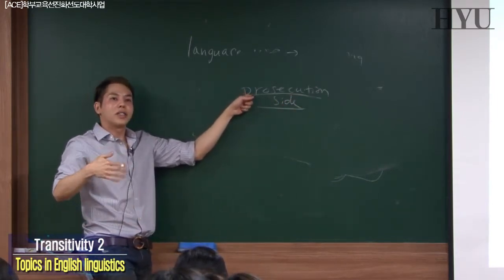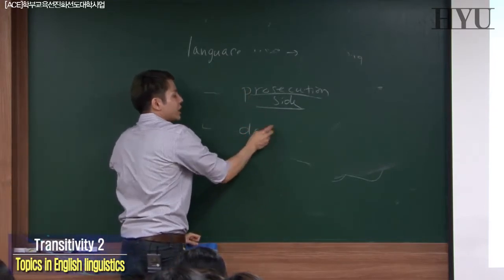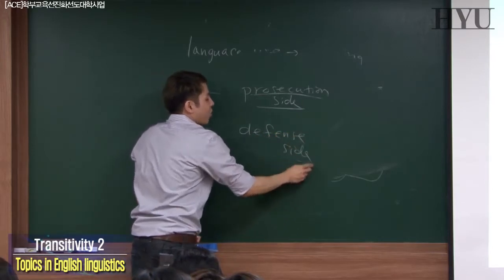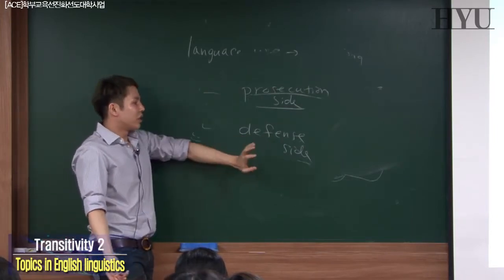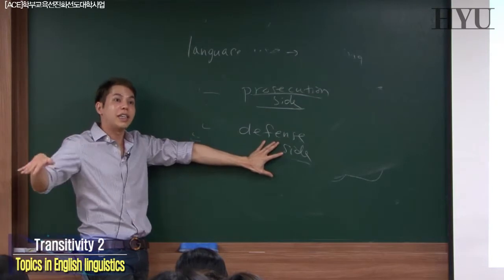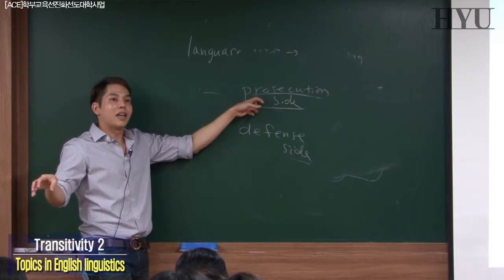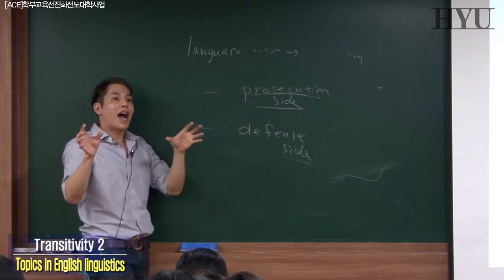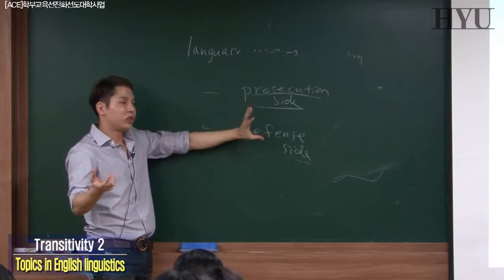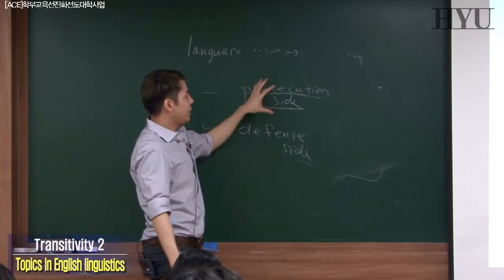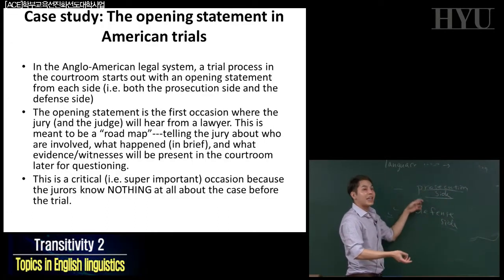So the prosecution side wants to prosecute the defendant, right? Whereas there's the defense side, which wants to defend the defendant, the accused person, right? And so the defense side has the goal to lessen the guilt, lessen the responsibility of the defendant. Whereas the prosecution side will have the goal of foregrounding or highlighting the guilt or the crime that person has done. Okay, so two different goals, right? So I look at how these two sides use language, and I use transitivity to analyze what they say, okay?